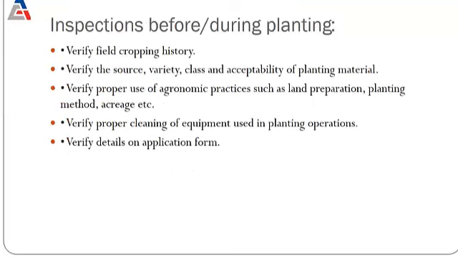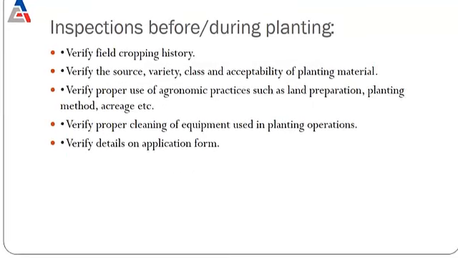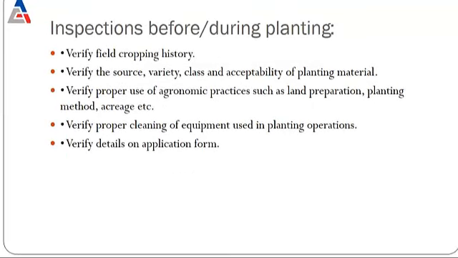And inspection before and during planting. So what to inspect during the planting? Verify the field crop history, that is very important. Verify the source, variety, class, and acceptability of planting material. Verify proper use of agronomic practices such as land preparation.